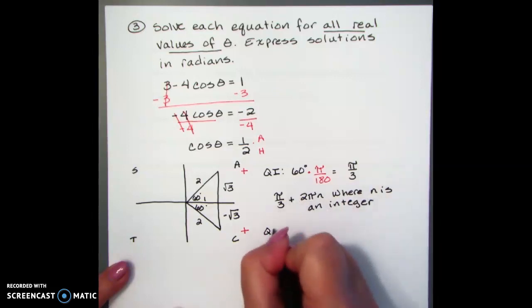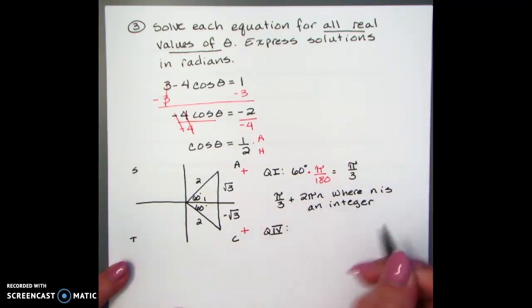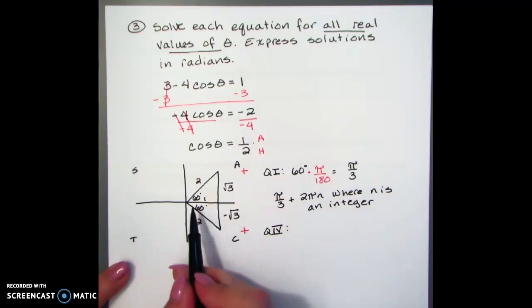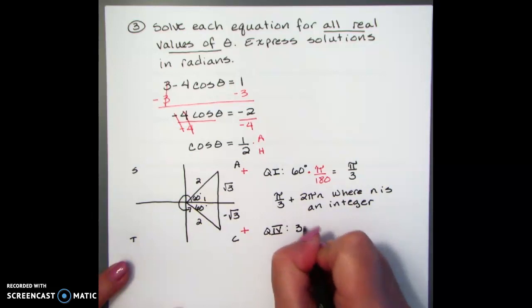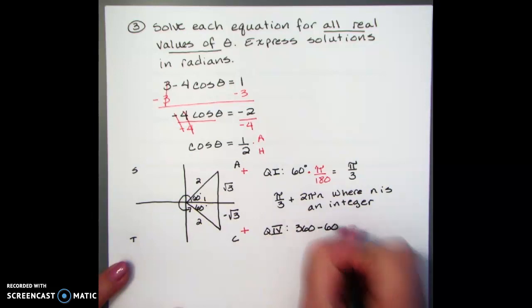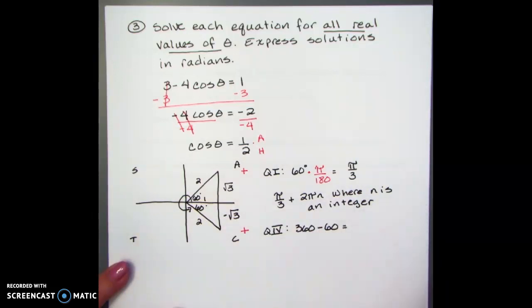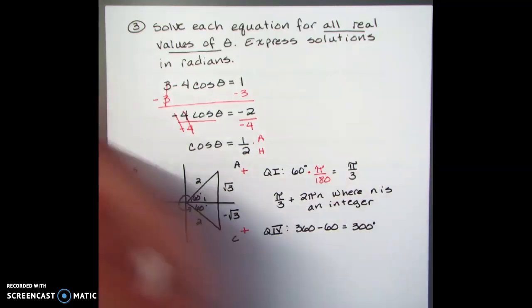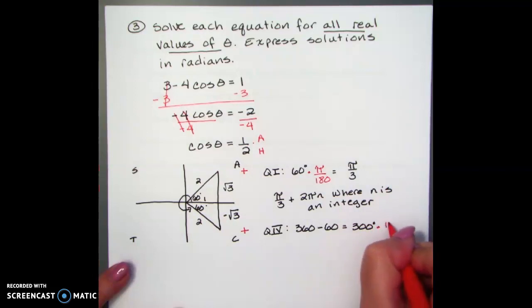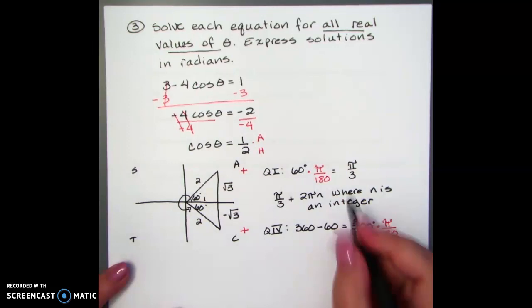And then in quadrant 4, let's see, this one would be, we're looking at this angle right here. So we would do 360 minus 60 to figure out the positive value of that angle, which is going to be 300 degrees. And then if I multiply that by pi over 180, I believe we get 5 pi over 3.